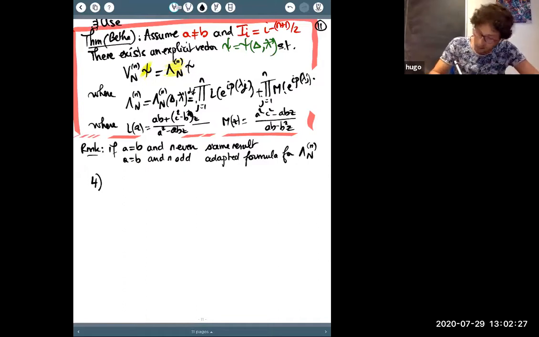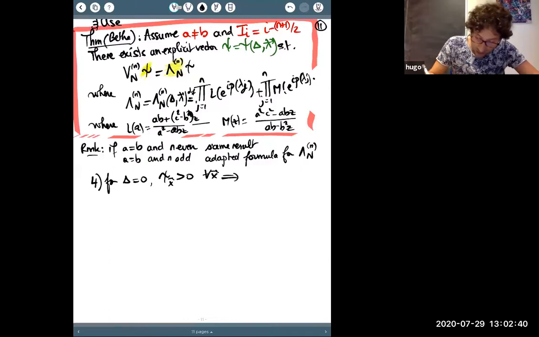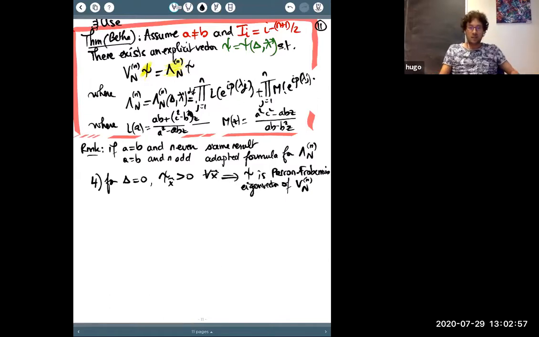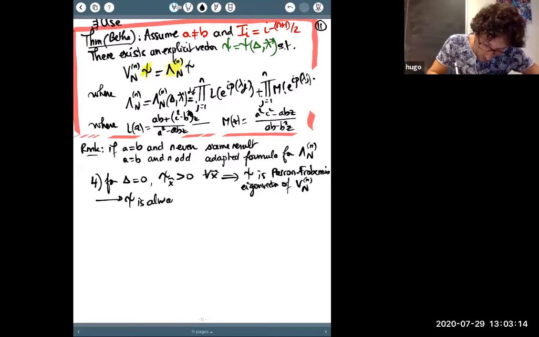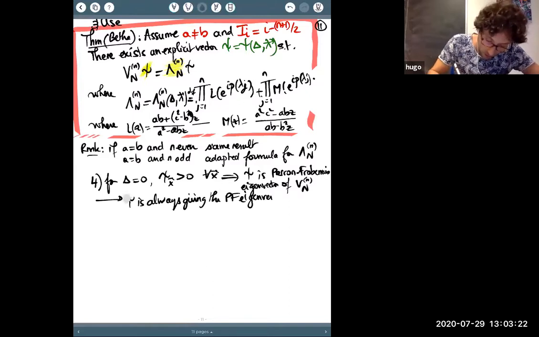Then the fourth step is to remark that for delta equals 0, this psi has only strictly positive entries for every x. So it looks like for delta equals 0, psi is a Perron-Frobenius eigenvector of V capital N. By the way, V capital N is a symmetric positive matrix. Well, then just believe that it is the same for every delta. So maybe psi is always giving the Perron-Frobenius eigenvector, and therefore maybe lambda capital N is always giving you the Perron-Frobenius eigenvalue.